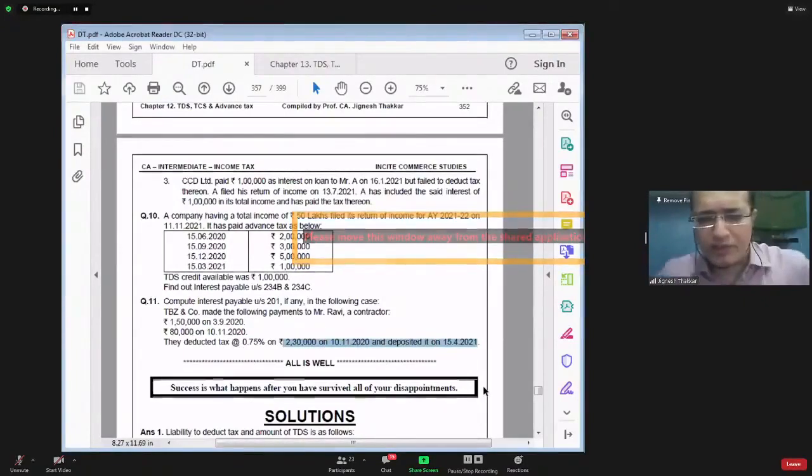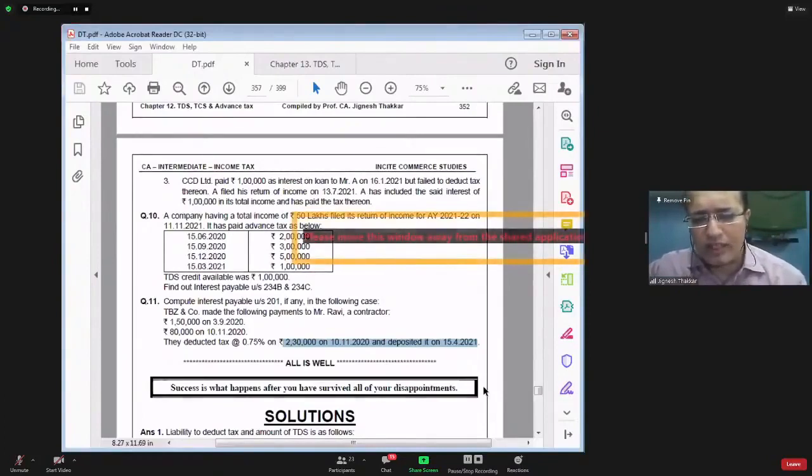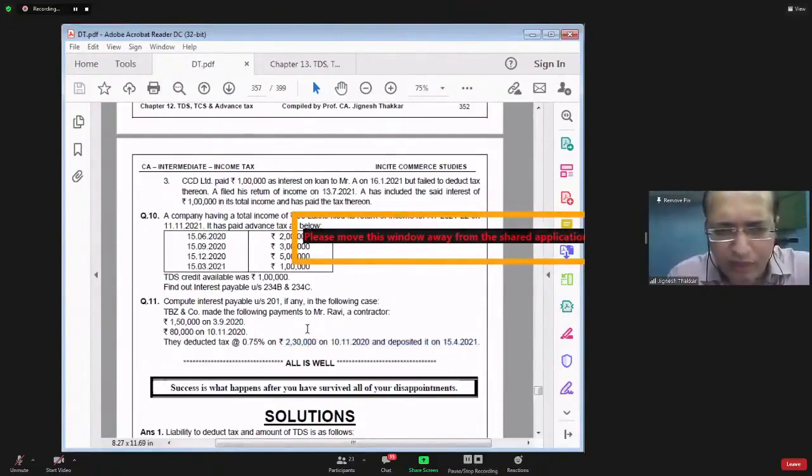So there are two payments here, 1,50,000 and 80,000. On 1,50,000, there is a late deduction as well as late payment. Whereas on the second payment of 80,000, there is no late deduction, there is only late payment. Yes or no? So can you tell me what will be the interest for late deduction in case of first payment?